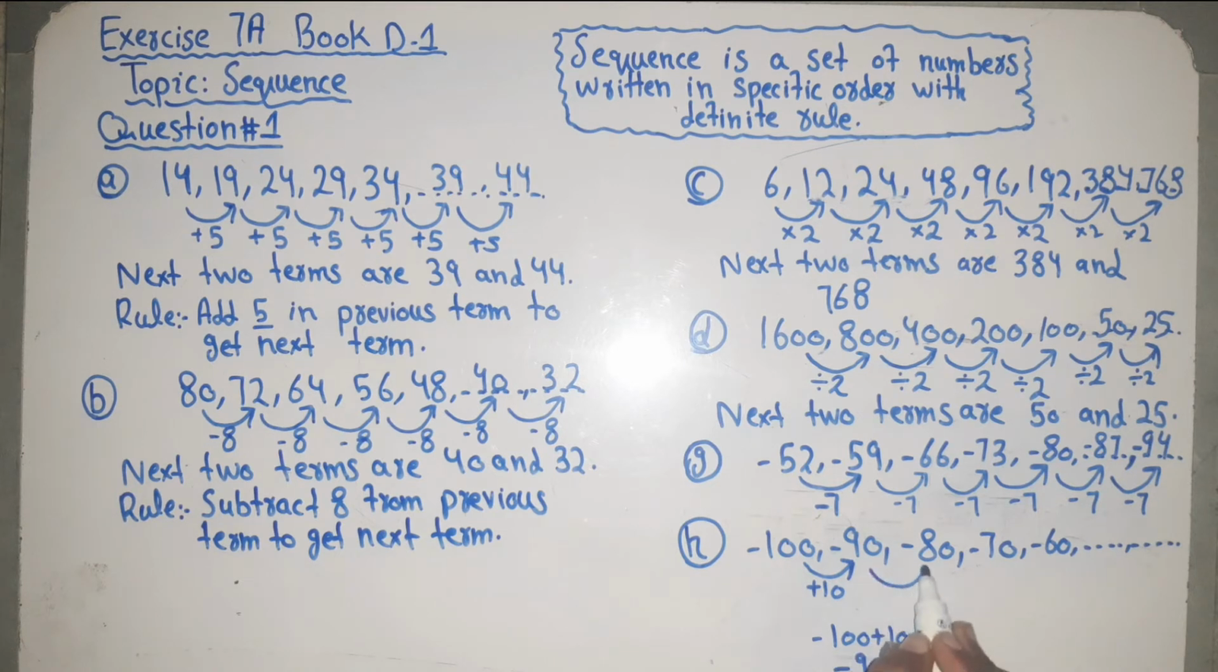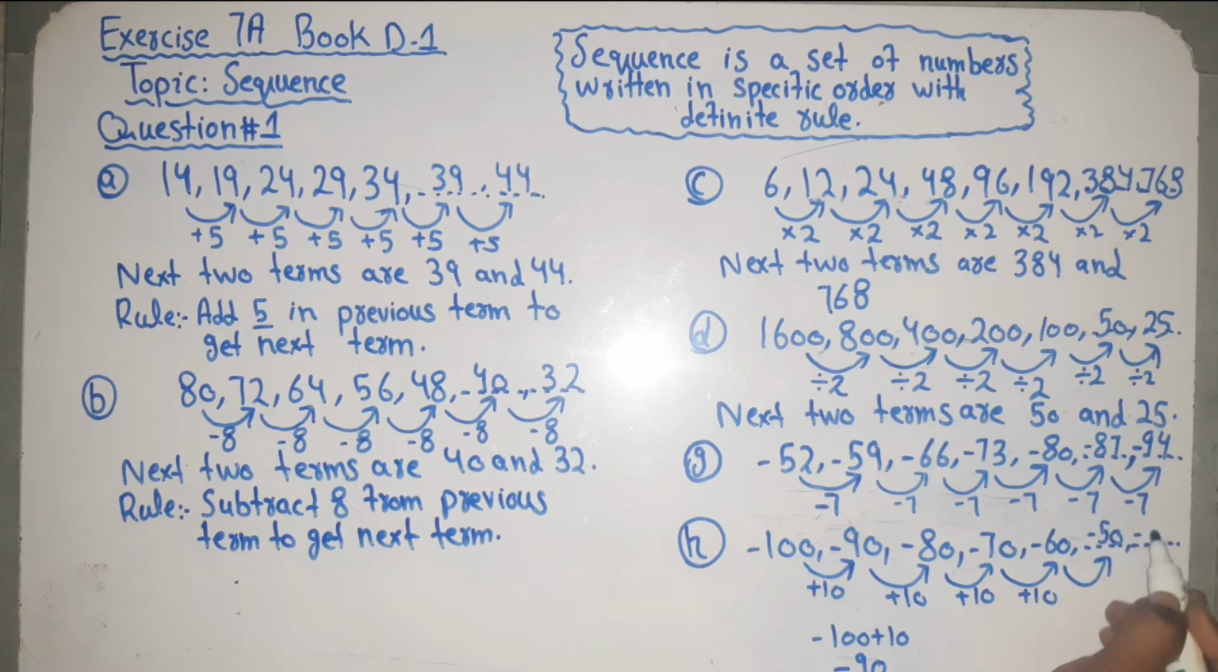Similarly, we have to add plus 10 over here and plus 10 over here. So there will be minus 50 and minus 40. The next two terms are minus 50 and minus 40. And the rule for this sequence is, we have to add 10 to the previous term to get the next term.